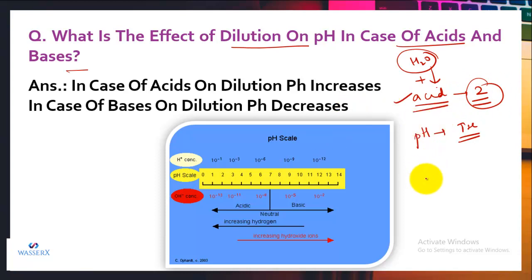And if I have a base with value 9 and now I am pouring water to it, it will become less basic now. So its pH value will decrease because its strength will decrease. So in case of acids, on dilution, the pH increases, and in case of bases, on dilution, pH decreases.